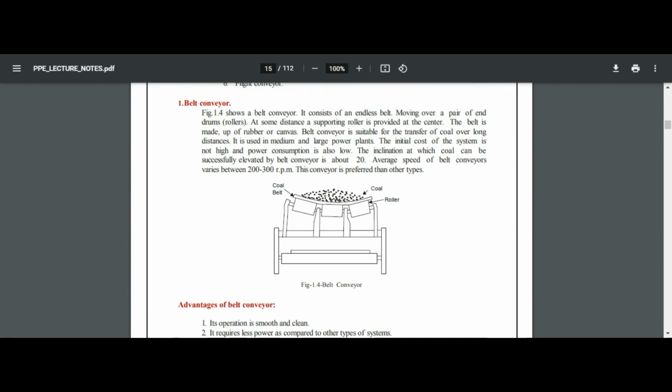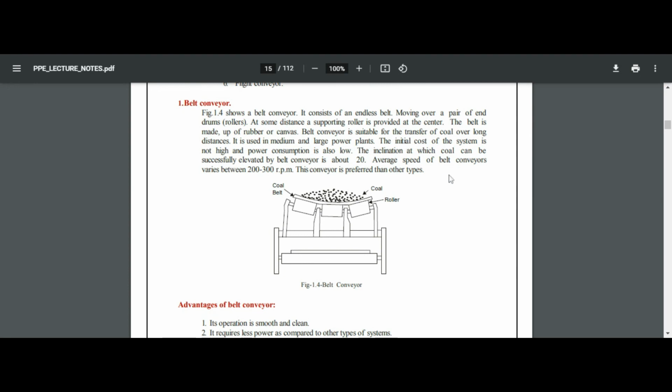Next is the belt conveyor. A belt conveyor is equipment used to transfer coal from one place to another. It consists of an endless belt moving over a pair of end drums or rollers. At some distance, a supporting roller is provided at the center. The belt is made of rubber or canvas. A belt conveyor is suitable for transferring coal over long distances. It is used in medium and large power plants. The initial cost of the system is not high and power consumption is low.